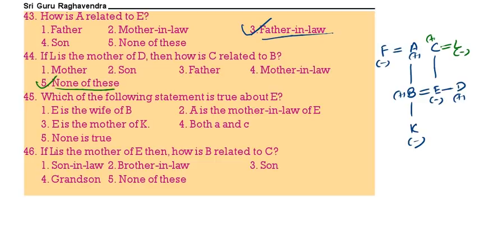Which of the following is not true regarding E? E is the wife of B, correct. A is the mother-in-law of E, not correct. E is the mother of K, that is correct. So A is the mother-in-law of E is not correct. A is the father-in-law. So only A and C are correct. If L is the mother of E, then how is B related to C? So B will be the son-in-law. B will be the son-in-law of C.